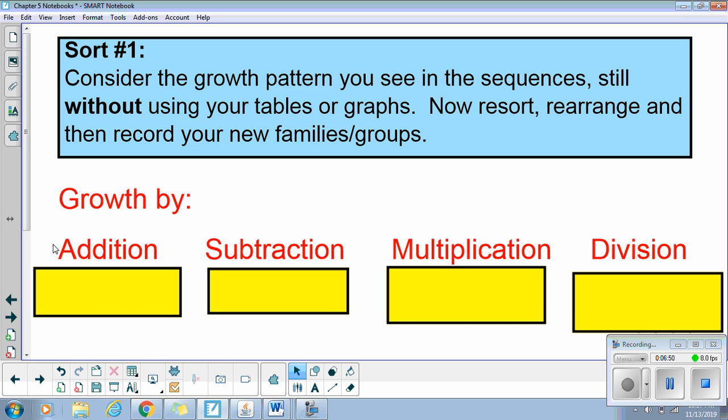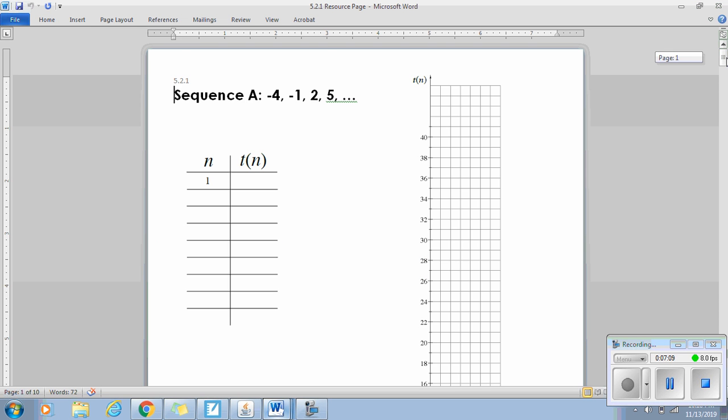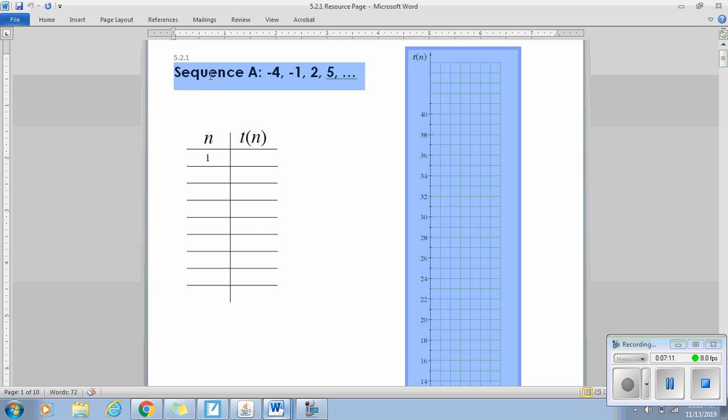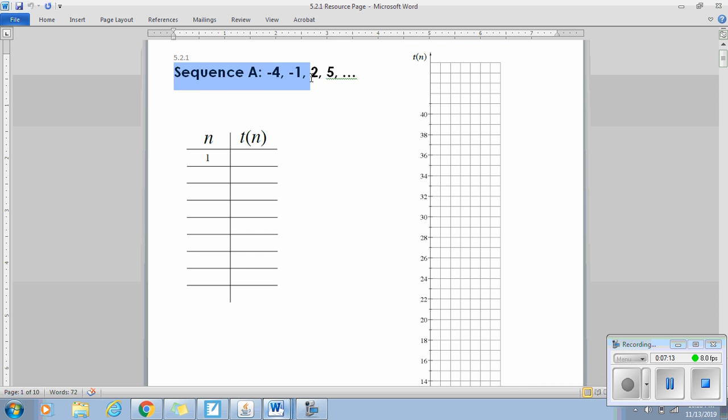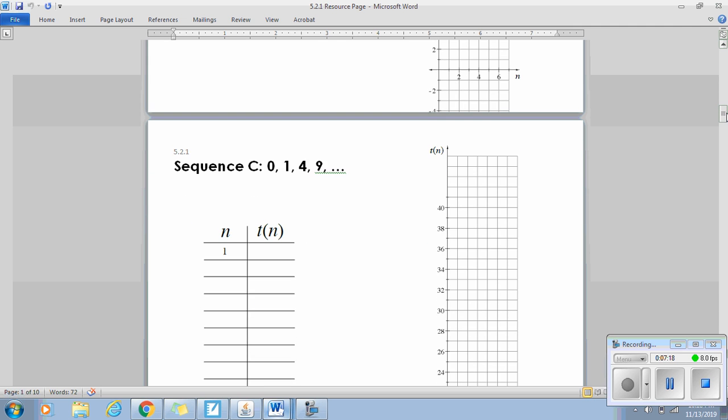I want you guys to consider the growth pattern that you see in the sequences, but you're not going to write on the tables or the graphs. You are just solely looking at the sequence at the top of the page. So just for reference, this is what your pages should look like. You're focusing on just the sequence up here at the top of the page for A through J.